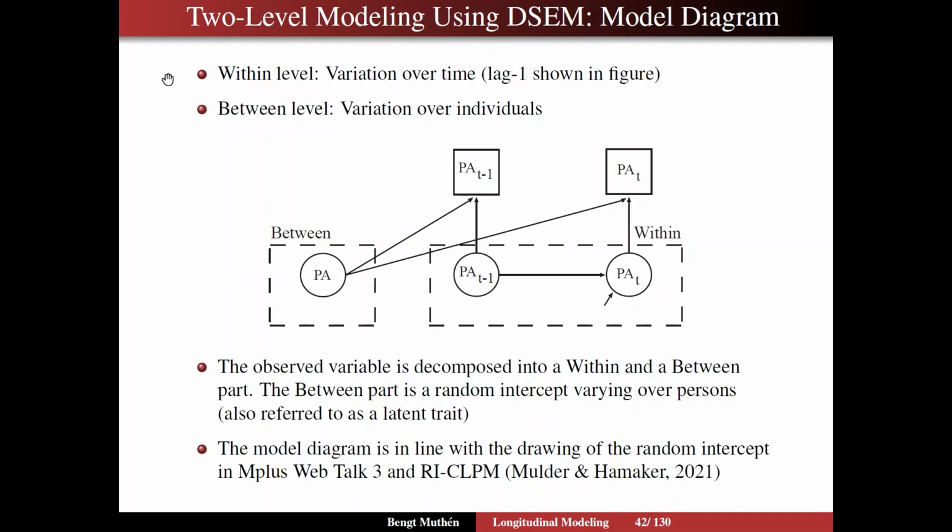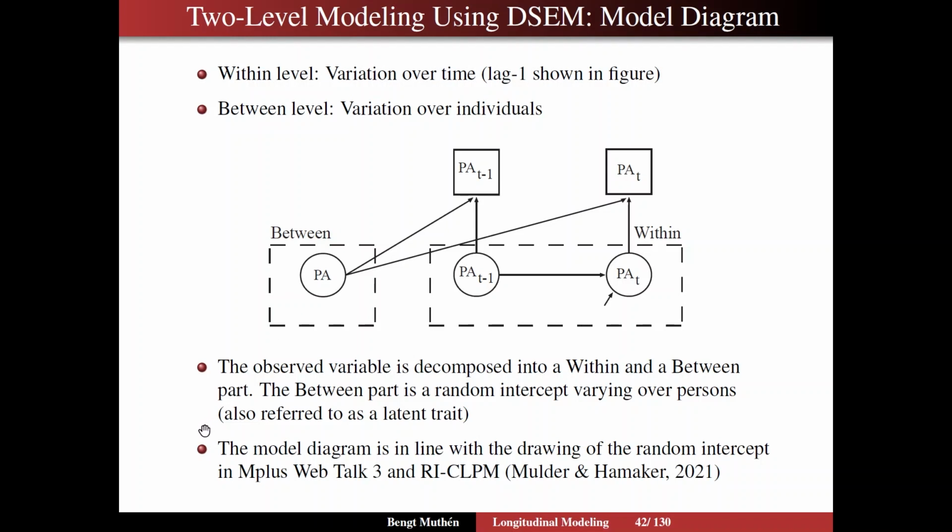So we have the within level variation over time, where we show a lag 1 relationship, PA at time point t regressed on PA at time point t minus 1. And then we have a between level part of the model, which is variation across individuals. So you have within and between. And the observed variable is decomposed into a within and between part in this way. The between part is a random intercept varying over persons, which is also referred to as a latent trait.